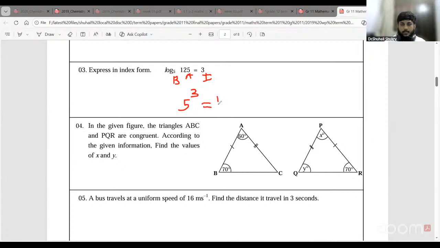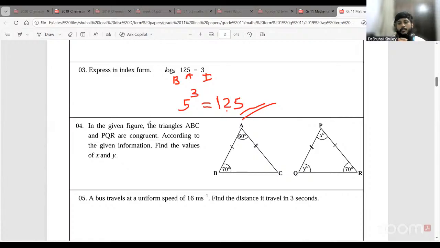5 to the power 3 equals 125. You have to write it. Okay, 125. So this is the answer. This one is also from grade 10. So if you have grade 10 knowledge, remember you can answer these. These are definite questions which will come for the exam. See the next one.